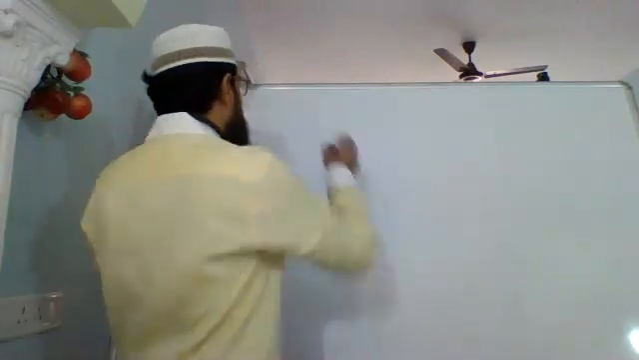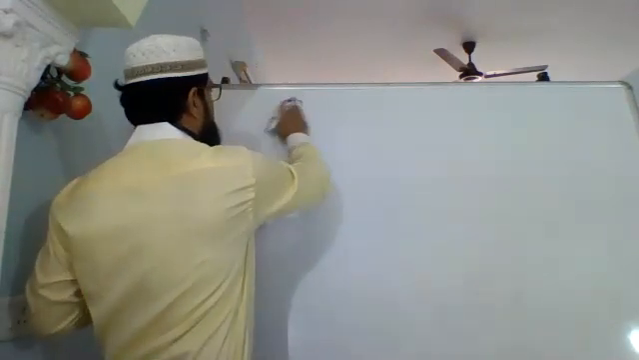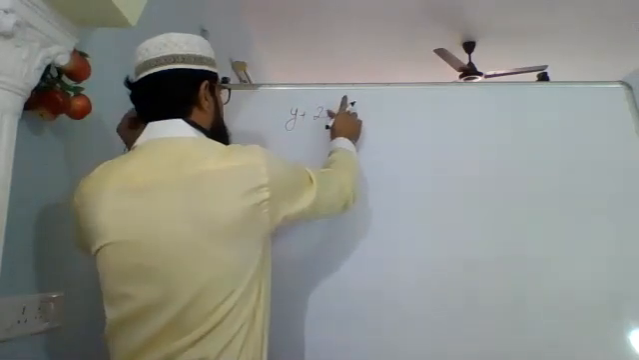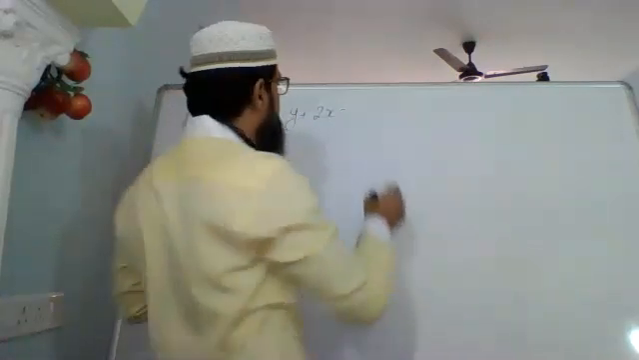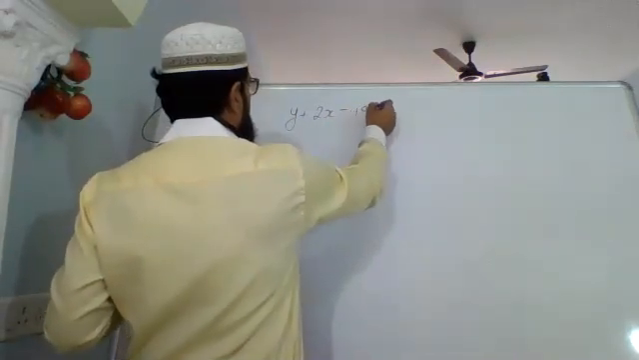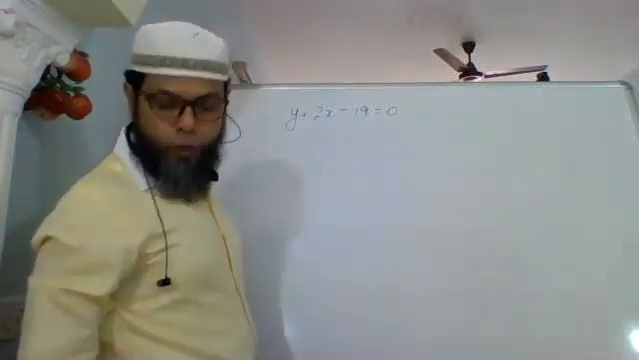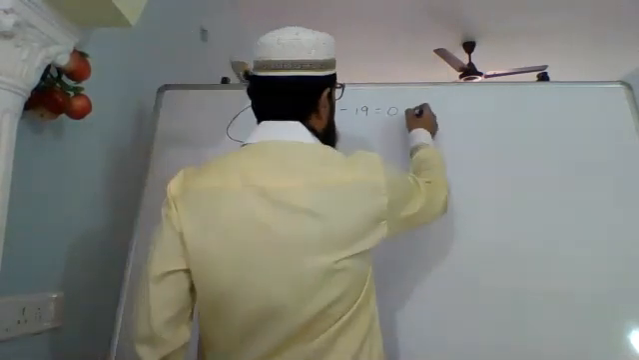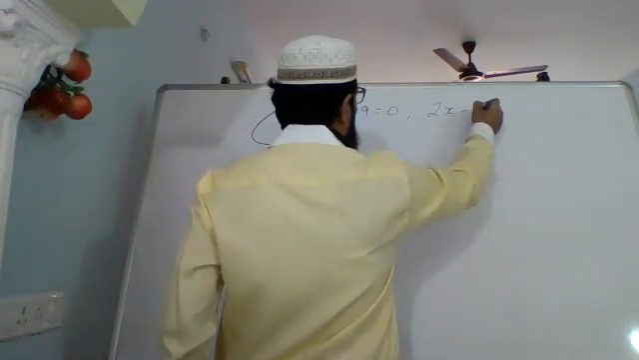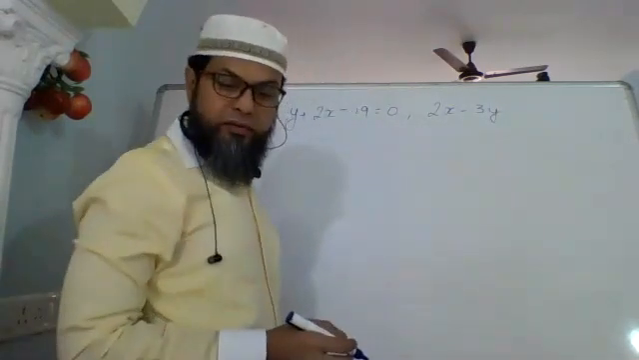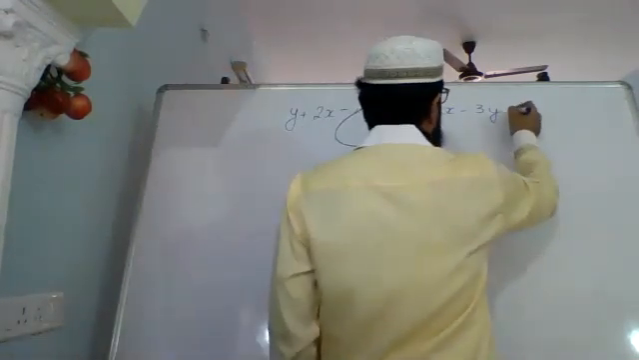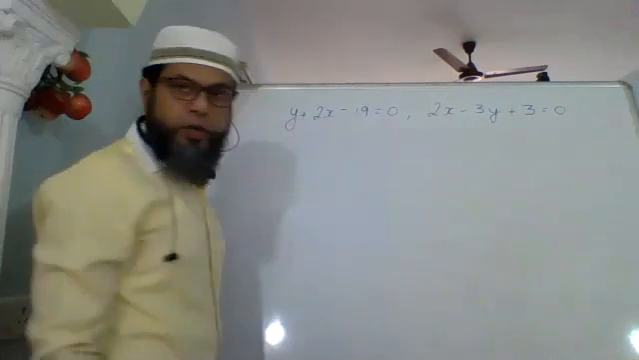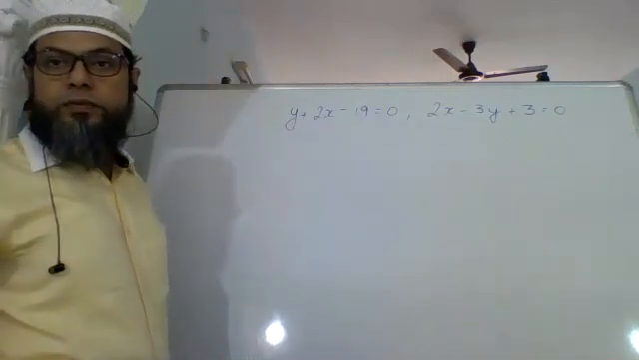Supposing they've given you y plus 2x minus 19 equal to 0, and 2x minus 3y plus 3 equal to 0. Supposing these are the two equations that are given and we have to solve.